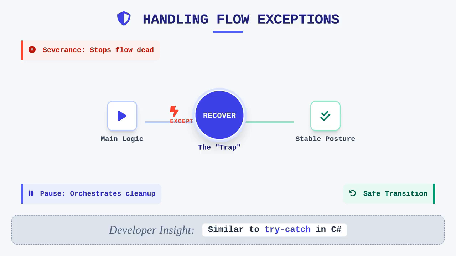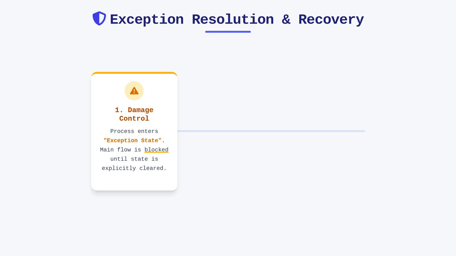Once the exception is caught, you enter a phase of damage control where you must decide exactly how to resolve the underlying issue. During this time, the process is still technically in an exception state, meaning that Blue Prism will block any attempt to continue along the main flow until that state has been explicitly cleared. This is the precise moment when the resume stage comes into play as a vital mechanism.